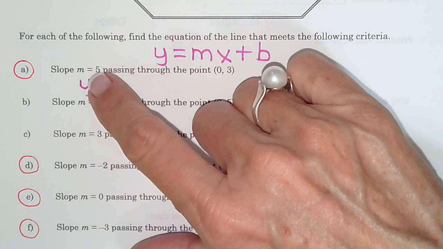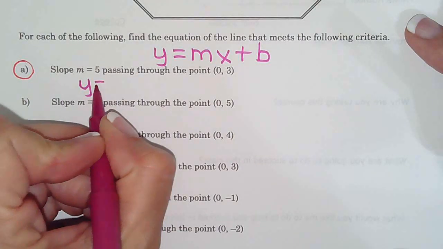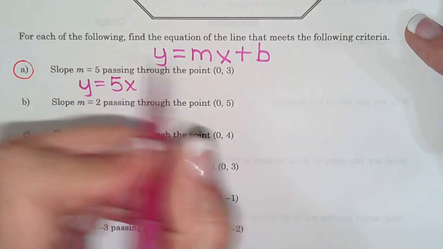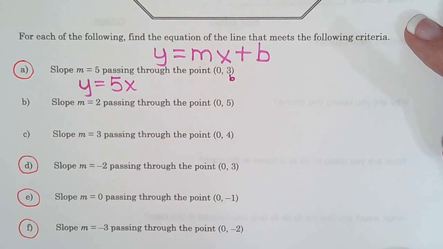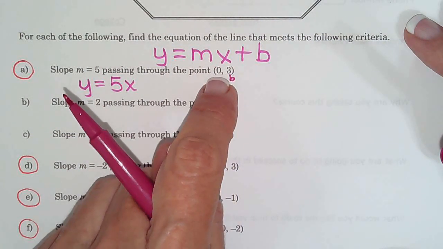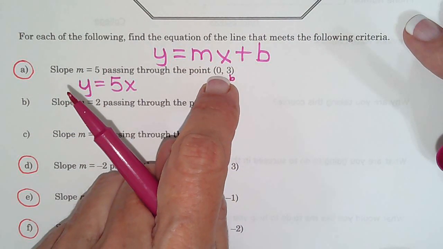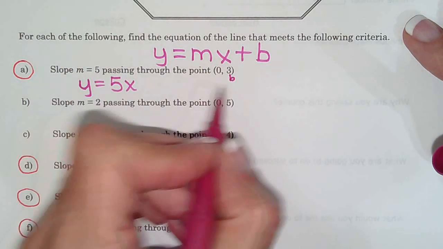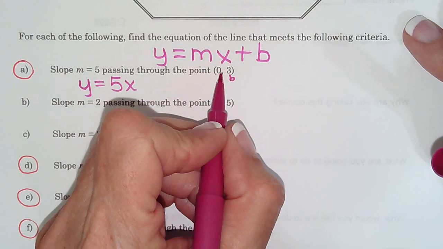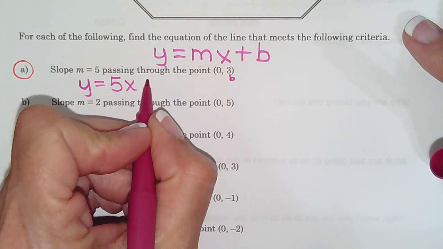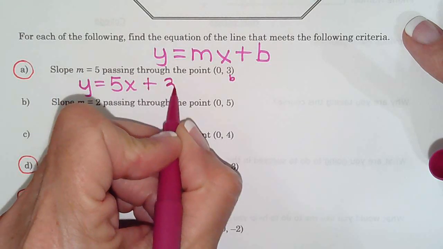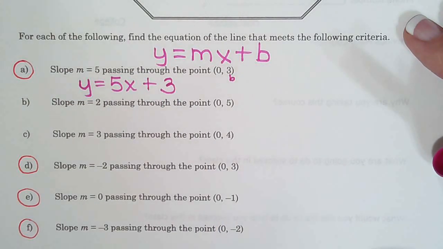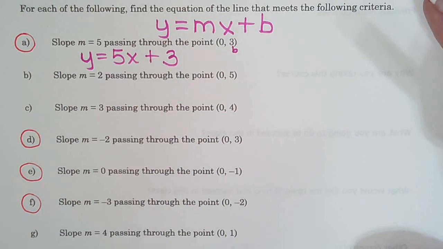And we plug 5 in for m, so y equals 5x. And remember, this is our b because it's the y-intercept. And how do I know that? Because x is 0. Now, if x wasn't 0, you cannot do this shortcut. Only time you can is when x is 0, because that makes it the y-intercept. Piece of cake. Love it.